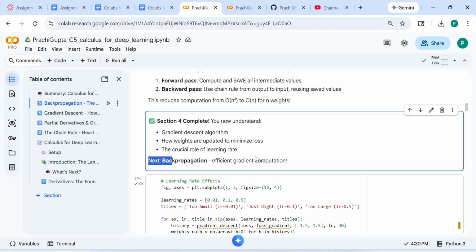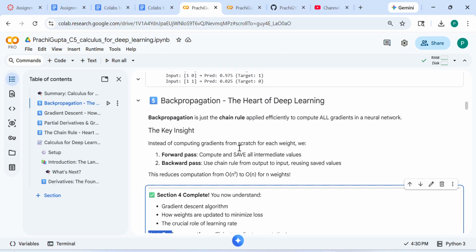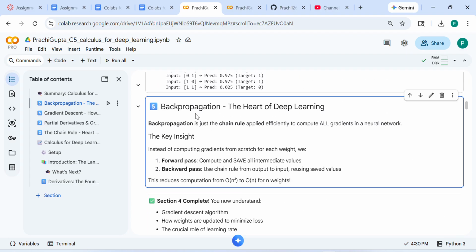Next is backpropagation, which is efficient for gradient computation. Backpropagation is the heart of deep learning. It is just the chain rule applied efficiently to compute all the gradients in a neural network. Instead of computing the gradients from scratch for each weight, we do a forward pass, computing and saving all the intermediate values. Then we do a backward pass, using the chain rule from output to input, reusing the saved values. This reduces the computation from O of n squared to O of n for n weights. So let's see how we will do it.